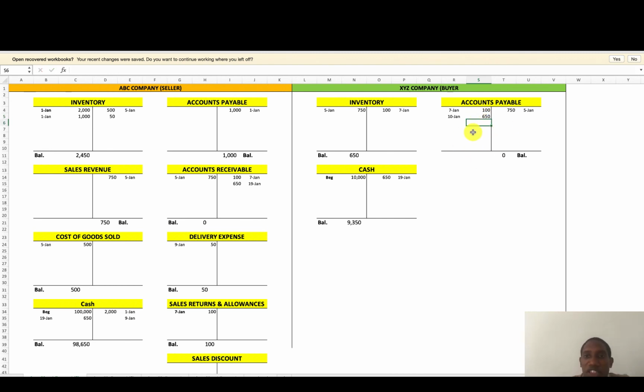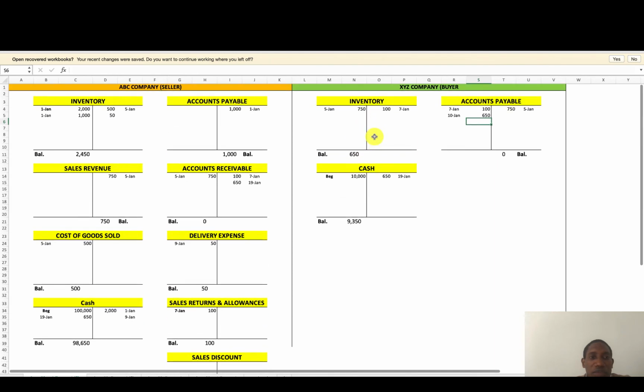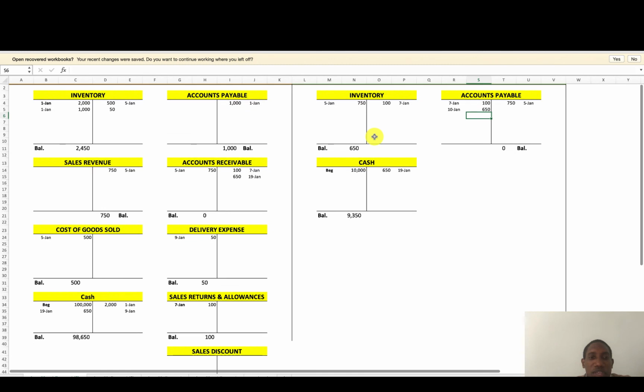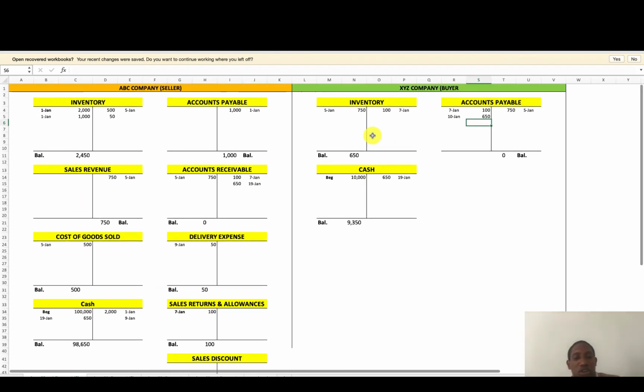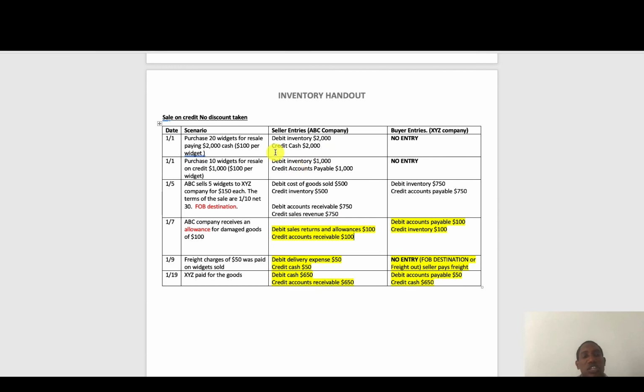So if we look at the accounts payable for the buyer, it is 0, the accounts receivable for the seller is 0, right? Inventory, we had the adjustment, 750 minus 100 is 650, right? So that's exactly what we would expect to see here, okay? And if we take sales revenue, 750 minus sales returns and allowances, 750 minus 100 gives me the 650, which matches the inventory, all right? So this is the scenario when you have a sale on credit with no discount taken.